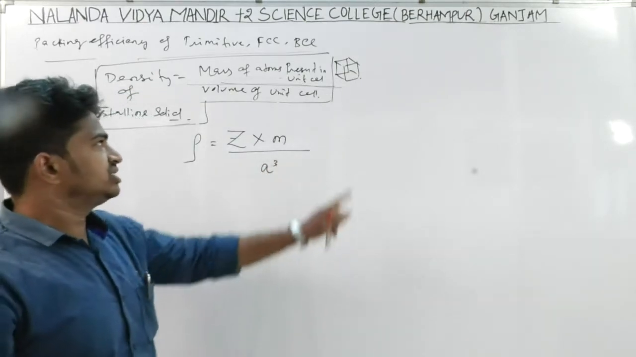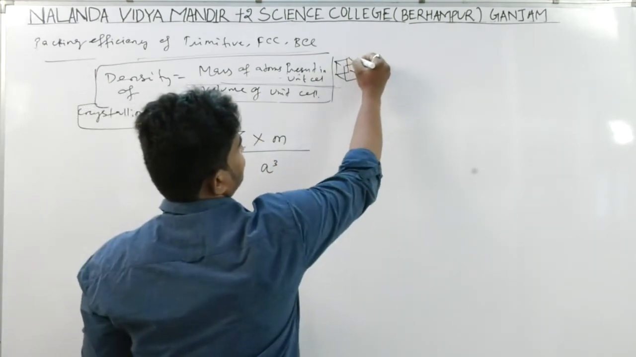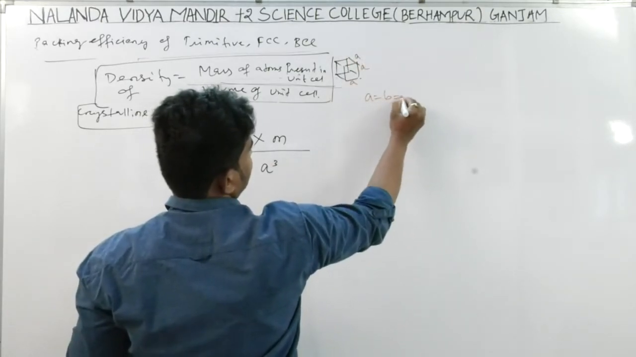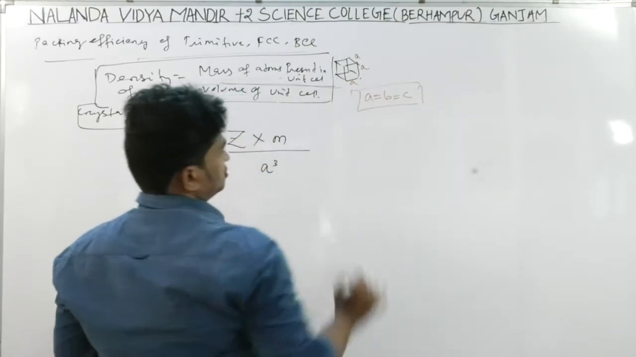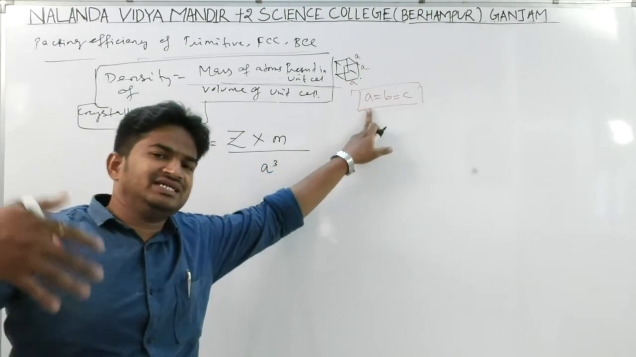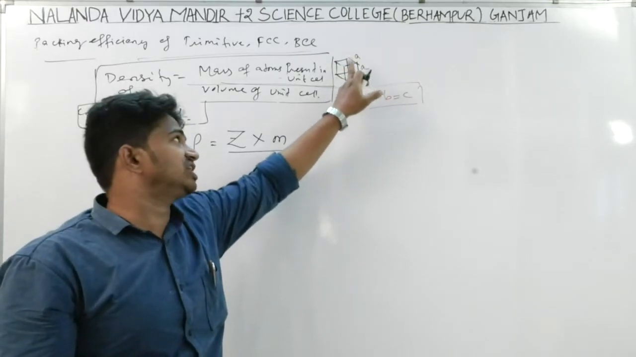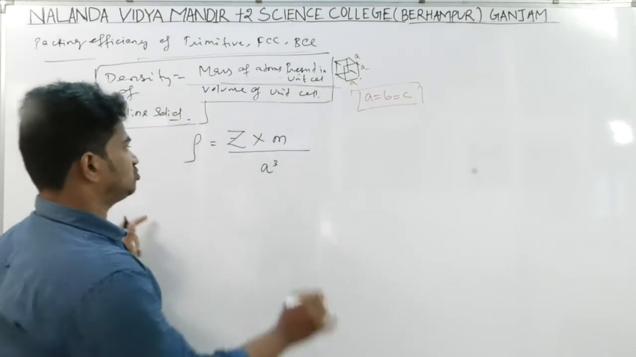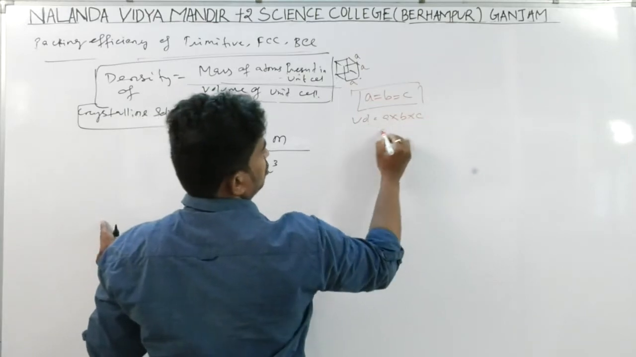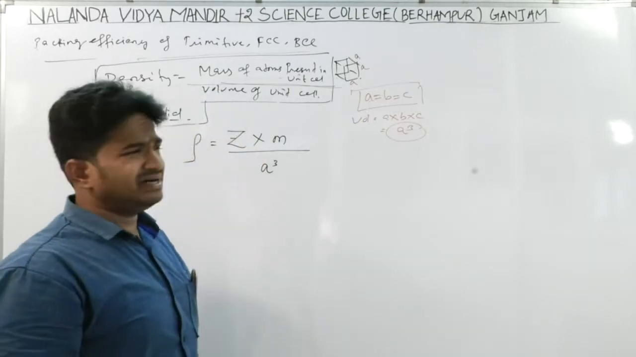When we talk about cubic unit cells, the edge length a is equal on each side, so a equals b equals c. This condition applies only to cubic unit cells. Out of the many types of unit cells, in cubic unit cells all the edge lengths are equal. That's why the volume, a into b into c, can be written as a cube, because a equals b equals c. Am I right or not?